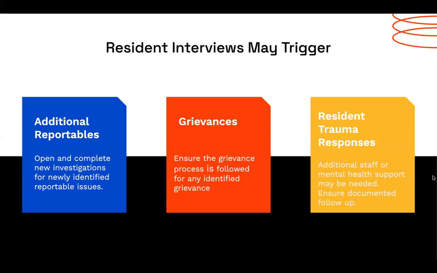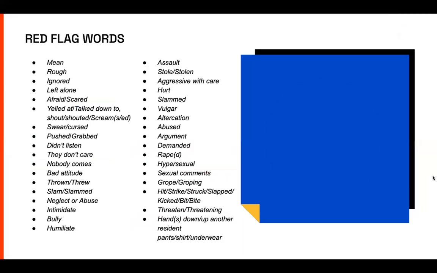The other thing is grievances. You might not have anything abuse related come out of those interviews, but you might have somebody say, oh yeah, they don't answer call lights very timely, or the food is cold. Don't just leave that information on your interview forms and not follow up on it. Use your grievance process, fill out a grievance form, and follow it all the way through. You also might trigger some resident trauma responses out of asking sensitive questions about abuse. In that case, you might need additional staff or mental health support. You might want to ensure that there is documented follow-up to anybody who's having a triggered reaction to any of the interviews that you were doing.